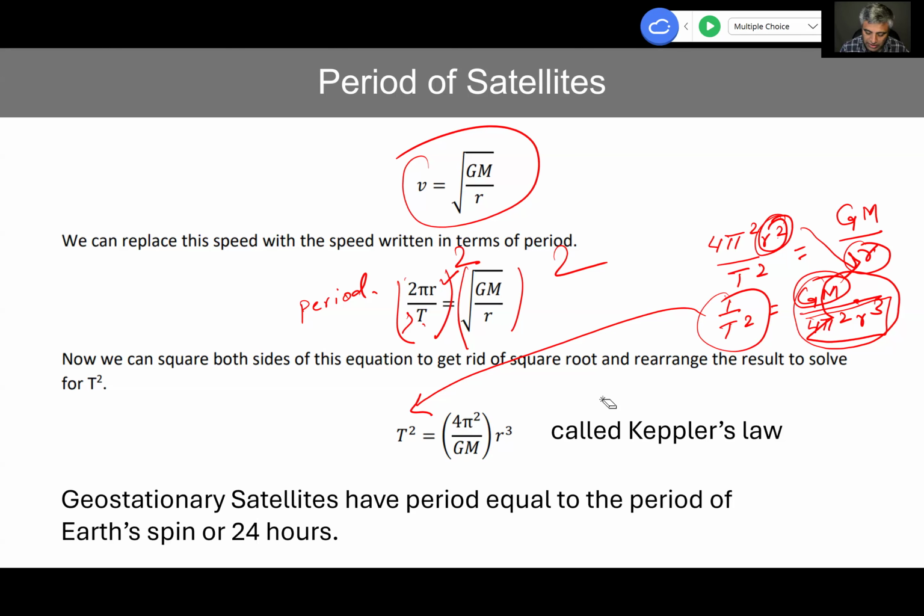So now what do you see here? Square of the period is proportional to the cube of the distance of the satellite from the Earth. Or if we are talking about planets, that's going to be distance of the planet from the sun. So same equation applied.